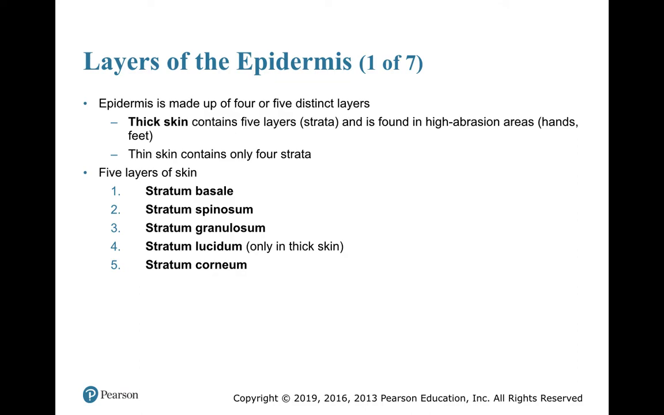thin skin lacks that layer, which is called the stratum lucidum. So in thick skin, we have stratum basale at the bottom, going outward, stratum spinosum, stratum granulosum, stratum lucidum, and stratum corneum. Most of our skin, however, only has 4 layers. It would start with stratum basale, go to stratum spinosum, stratum granulosum, skip the stratum lucidum, and go to stratum corneum.